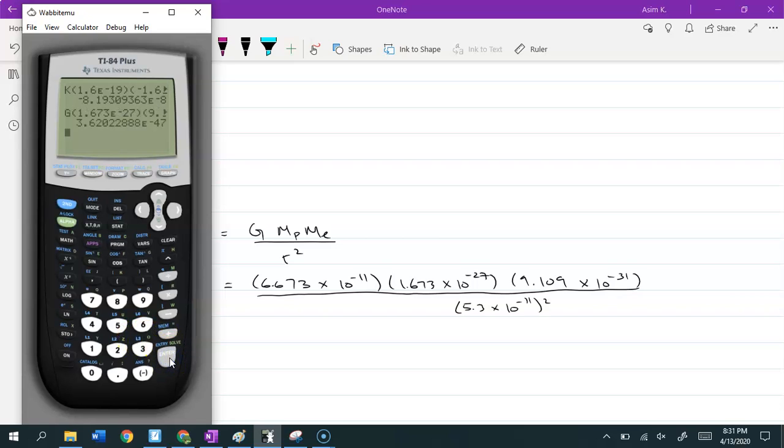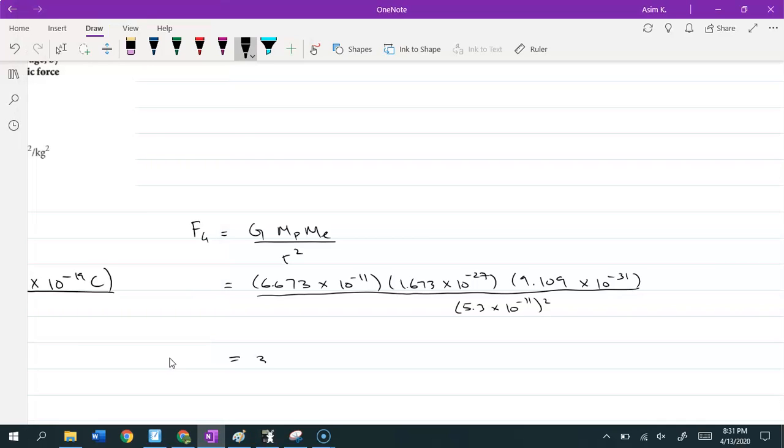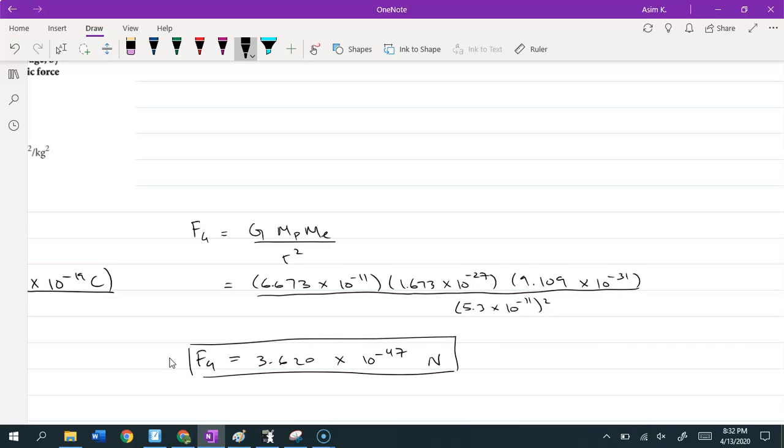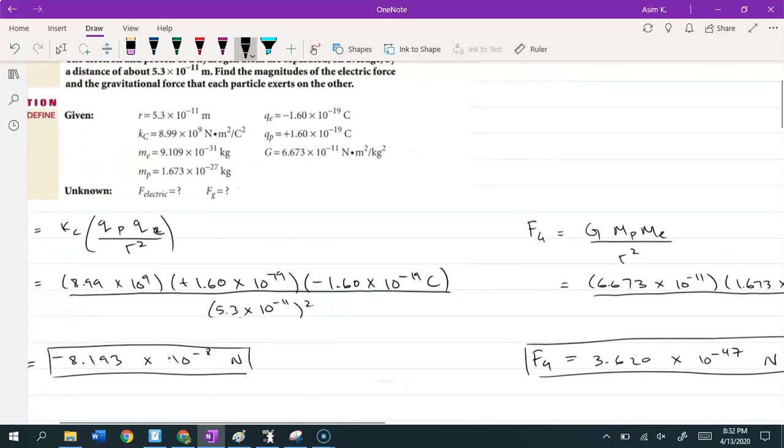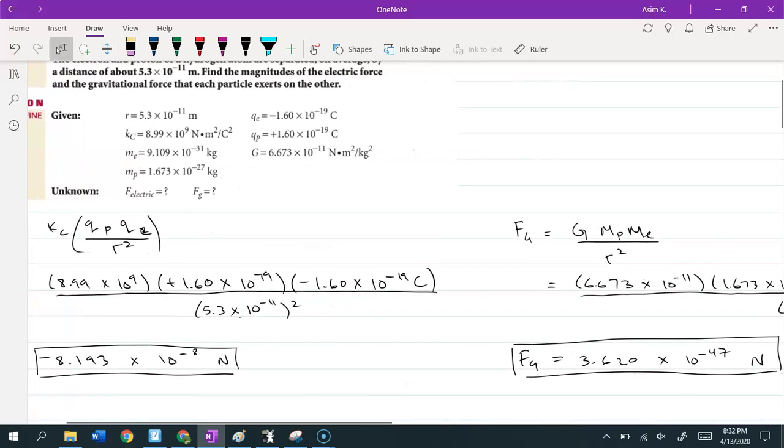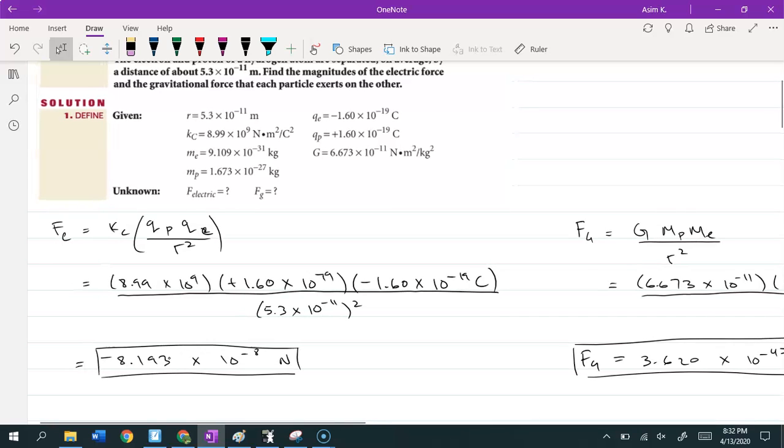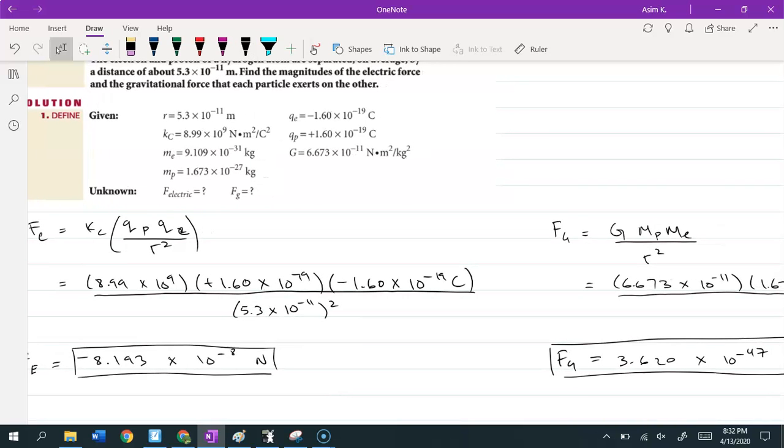We end up with positive 3.620 times 10 to the power negative 47 newtons. And that is the gravitational force. So before we move on back to that lesson, just give it some thought. What's stronger here? Is it the electric force that's actually stronger, or is it the gravitational force that's stronger?